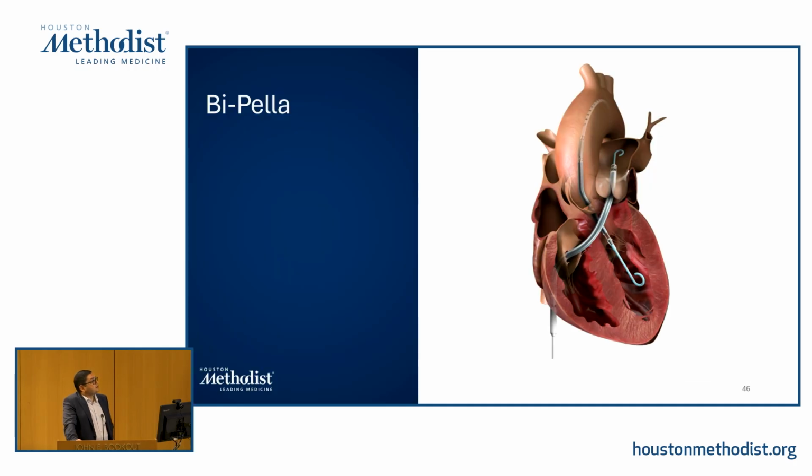This is an example of someone who had BiPella, so they have 2 Impellas. One Impella sitting in the left ventricle to support the left side of the heart, and an Impella RP to support the right side of the heart. I have probably seen a couple of patients like that here at HMH, but in theory, you can do it.